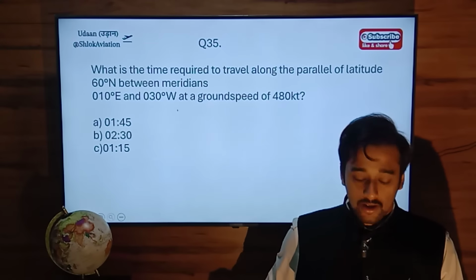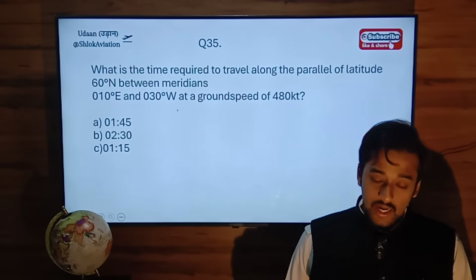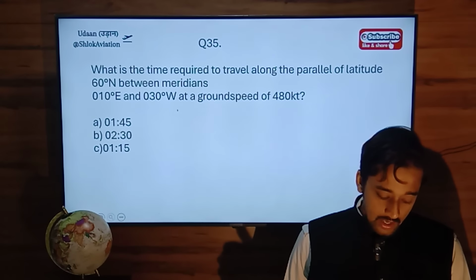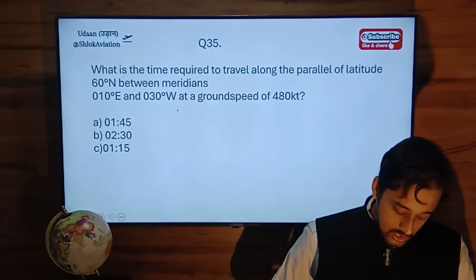So next, question 35. What is the time required to travel along 60 degrees north between meridians 10 degrees east and 30 degrees west? Okay, so let's draw the earth.